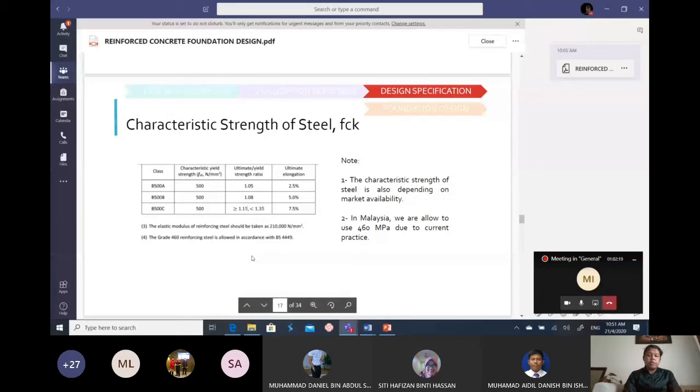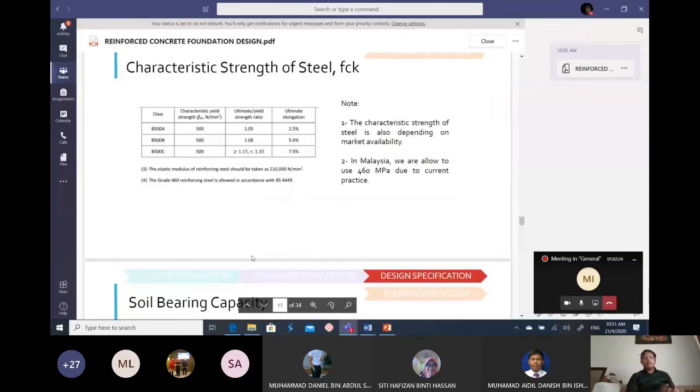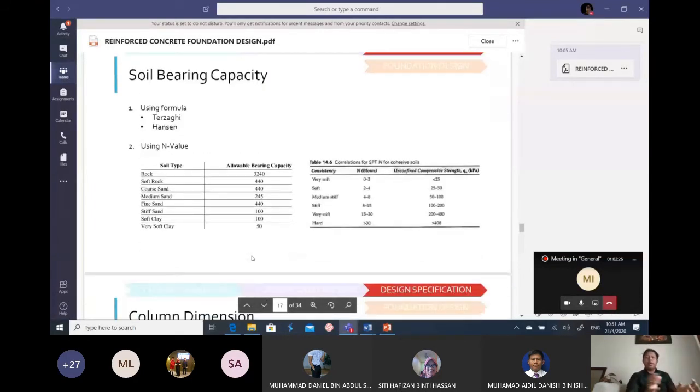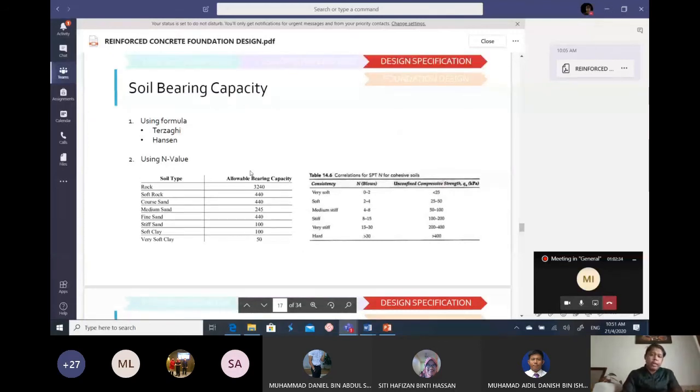And then the soil bearing capacity. This is how we can determine the soil bearing capacity, using the Terzaghi formula that you have learned in geotechnical and soil mechanics, or the Hansen formula. You may also use the SPT N value. The number of blows will reflect the type of soil, either soft or hard soil. If it is more than 100 MPa here, which is a stiff soil, you may use a shallow foundation.